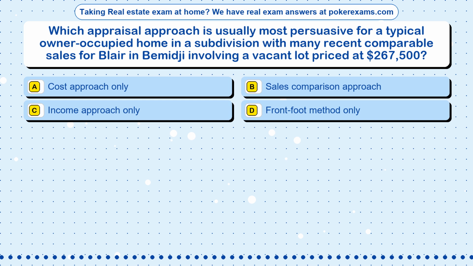Question 18. Which appraisal approach is usually most persuasive for a typical owner-occupied home in a subdivision with many recent comparable sales for Blair in Bemidji involving a vacant lot priced at $267,500? Option A. Cost approach only. Option B. Sales comparison approach. Option C. Income approach only. Option D. Front foot method only.